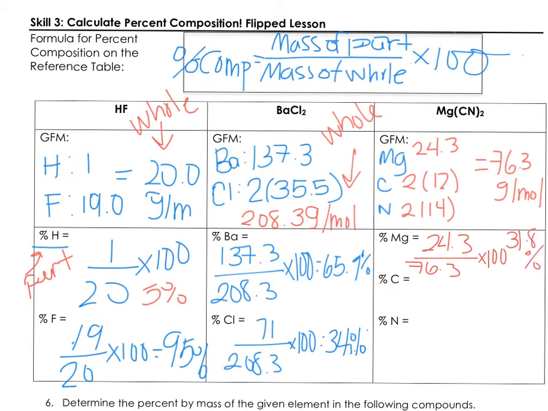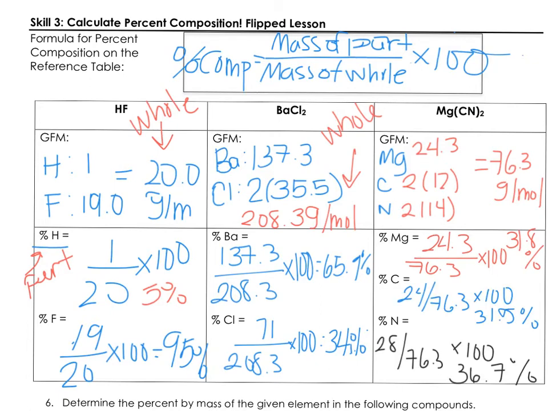Okay, so I'd like you to try the carbon and the nitrogen. You can pause right here, come back, and check the answer. Alrighty, our answers here are 31.5% for the carbon and 36.7% for our nitrogen. Hopefully that is what you came up with as well.